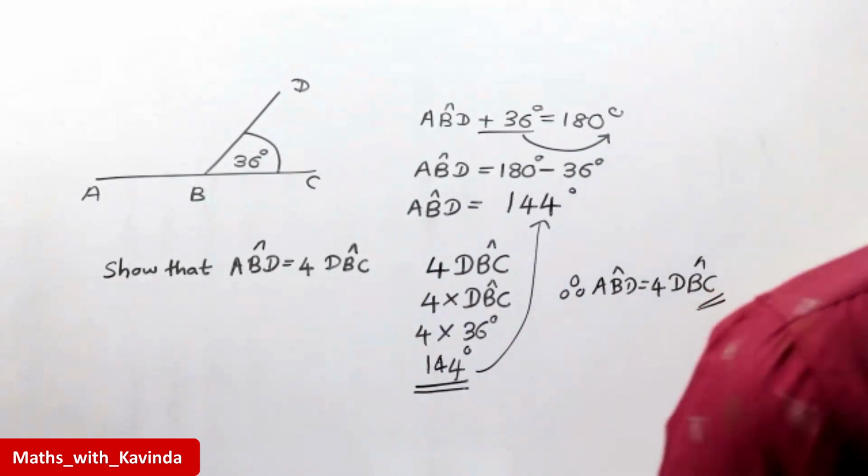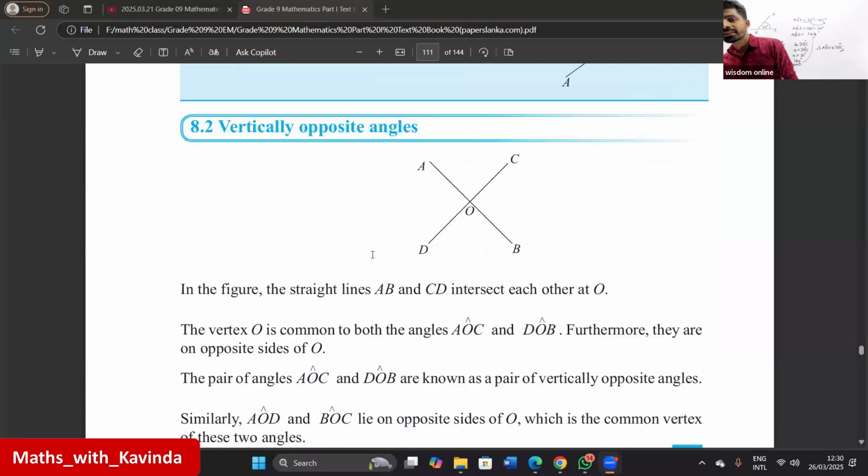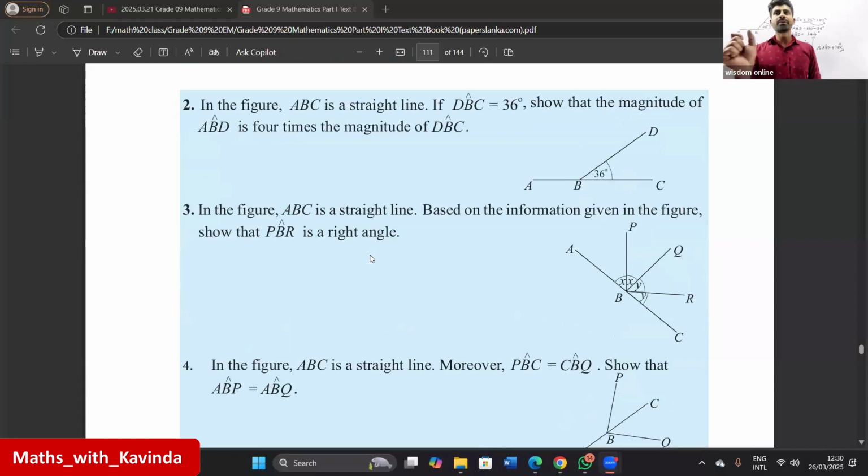Likewise, you can do those questions, right? Very easy, the second question. Then we can quickly move to the third question. Third question is also the same. Then we can move to the next one. So what are vertically opposite angles, right?